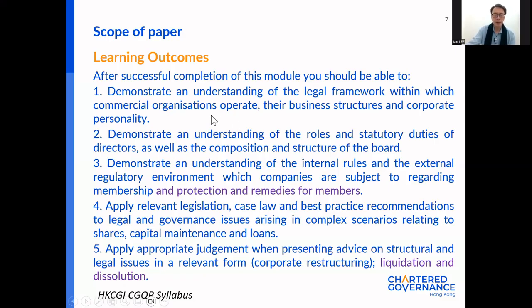So number one, demonstrate an understanding of the legal framework within which commercial organizations operate, their business structures and corporate personality. So company law. So obviously the legal aspect is important. Legally, which business structure you can use, how you can operate in a commercial setting, and of course the corporate personality is talking about the company itself. Because as you may know, the company under company law is a separate legal person. So it is a corporate personality itself.